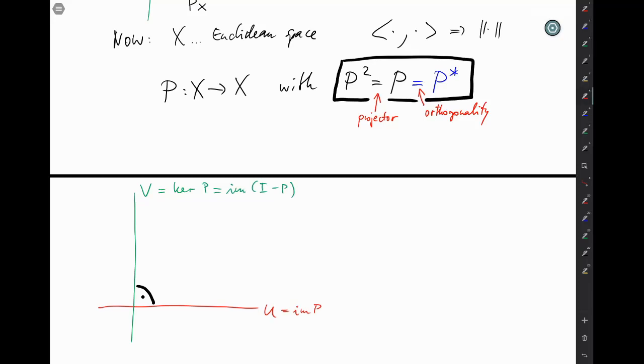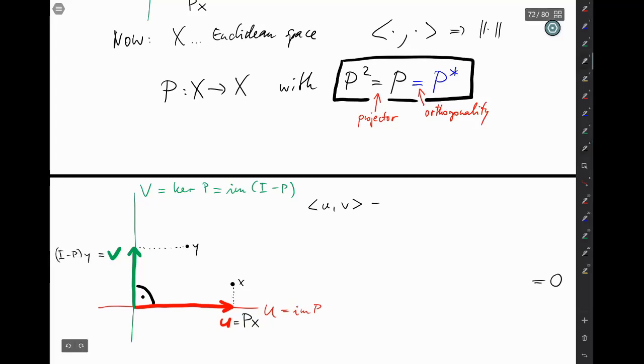Now let u be an arbitrary element of U, and v be an arbitrary element of V, and we have to show that they are orthogonal to each other. So the scalar product is equal to 0. Let's see how we get there. Okay, because u is in capital U, it is the image of some point under the operator P. Let's call that point little x. Okay, and similarly v is in the image of I minus P. So it's the image of some other point under the operator I minus P.